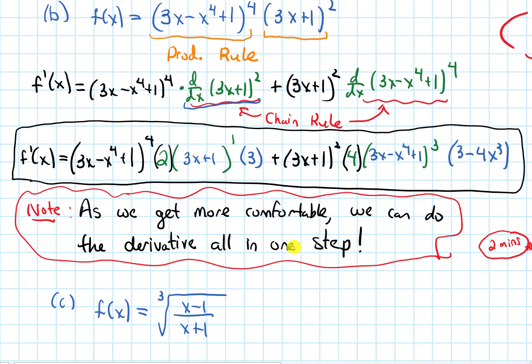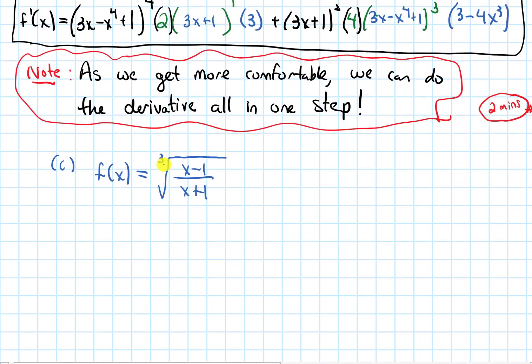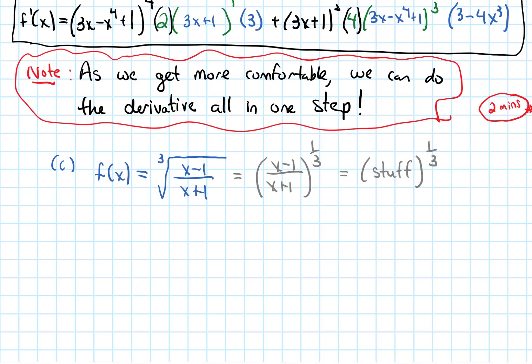All right, so let's practice that in part C. So we have this function, this cube root of this fraction. We've seen that with the roots, we can rewrite them as powers. We get x minus 1 over x plus 1 to the 1/3 power. So what we have is some stuff to the 1/3 power. Okay, so this is definitely going to be chain rule, because I see an inside function. It's all that stuff, that fraction. And the outside function is technically x to the 1/3. That's what I'm plugging the stuff into.